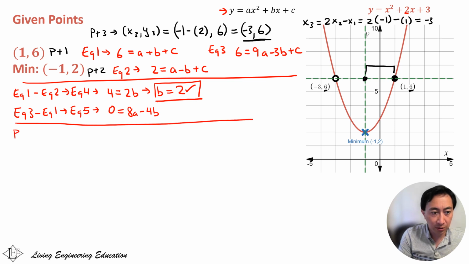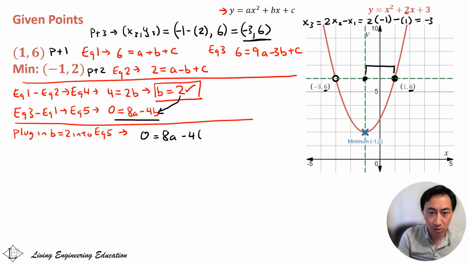I plug in b equals 2 into equation 5. So I get, let me change colors here. I'll get 0 is equal to 8a minus 4 times what b is, which is 2. So 8a minus 8 is equal to 0. So the only way that's true is if a is equal to 1.